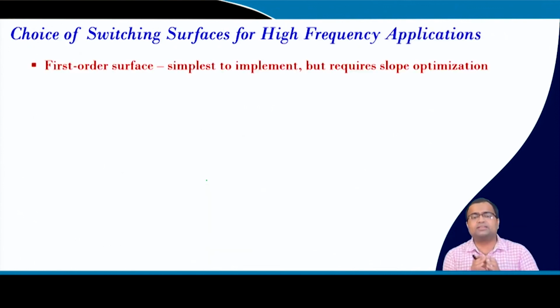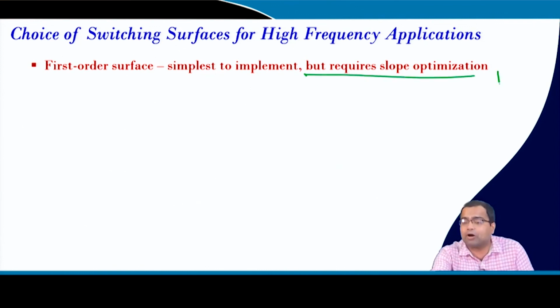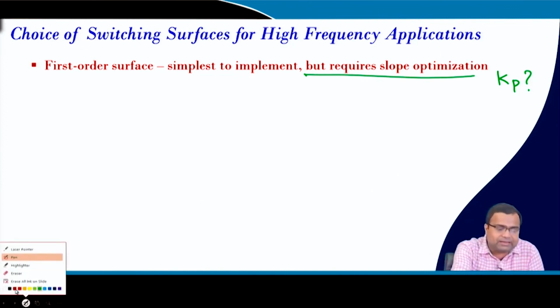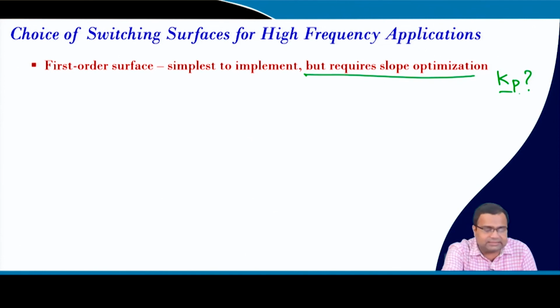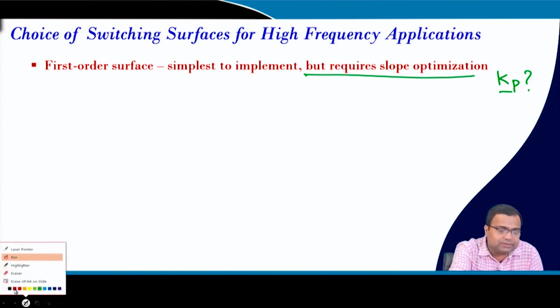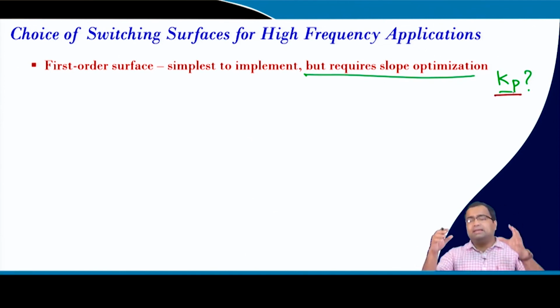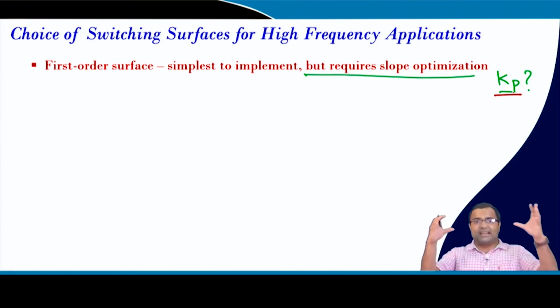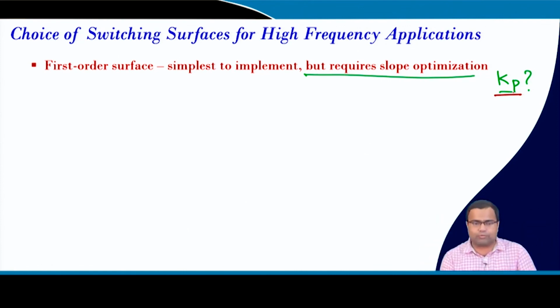Now, the choice of switching surface. The first order surface, we saw, is the simplest to implement, but it requires slope optimization, or basically the optimization of the Kp, that is the question. But it is very simple to implement. So, in high frequency applications this technique may be useful because it resembles something like a PID controller, and that we are going to discuss more in detail.